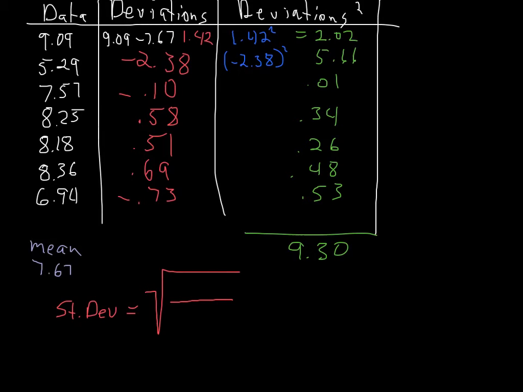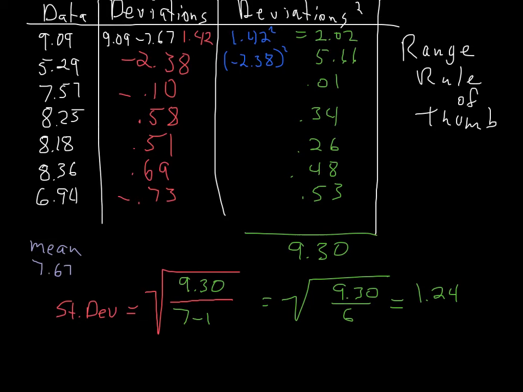So we're going to take the square root of 9.30, and we're going to divide that by the total number of data points that we had. So we had a total of 7 data points minus 1. So we're going to go 7 minus 1. That's the square root of 9.30 divided by 6, and then we just put that in our calculator and crunch it. And I come up with the value of 1.24 for the standard deviation.